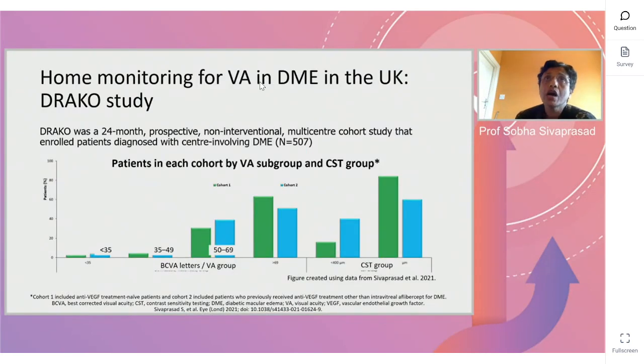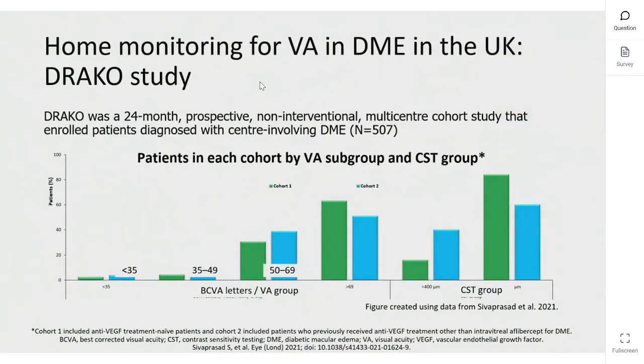What about home monitoring? So far I've said that we need imaging, we need AI, and we need humans to examine these patients. But what about home monitoring? So I just brought up the Draco study, which was a recent study done across over 35 centers in the UK, looking at new and treated diabetic macular edema patients.